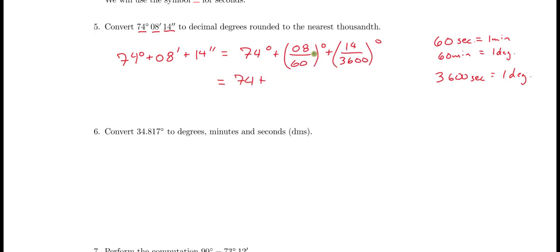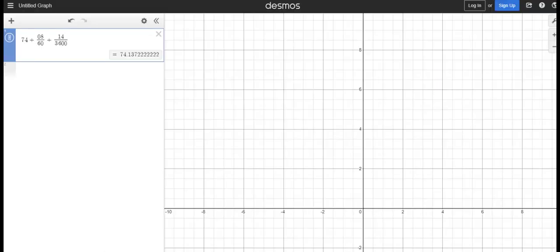I'm going to plug this into a calculator and get a single value. So I went ahead and plugged this into my handy dandy Desmos calculator. We've got 74 degrees plus the 8 minutes per 60 degrees, so that's that fractional part, plus the 14 seconds divided by the fact that there are 3,600 seconds in a degree. So these are now all in degree form. When I add them together, we end up with 74.1372, and I think I asked you to round this to the nearest thousandth, so we'll call it 74.137.